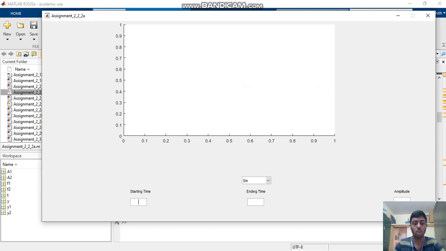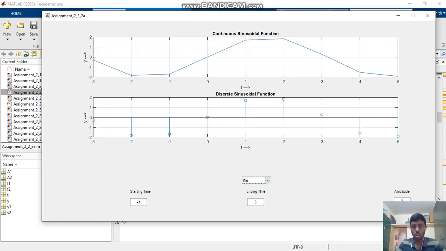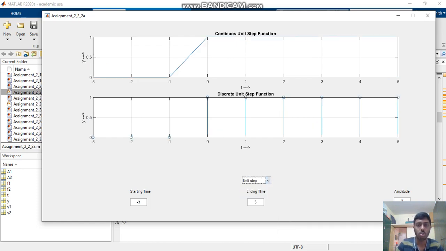Now I'm giving values, say -3, 5, and amplitude I'm giving somewhat 2. Now I'm running, I need the sine function. See, this is the sine function. Now unit step. See here, -1, 1, and the impulse, you get the impulse function.